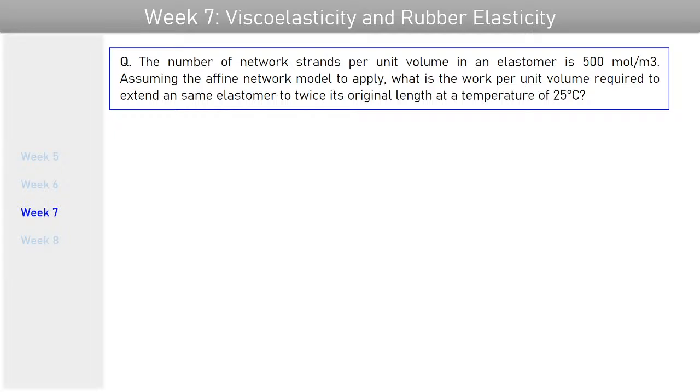So let's quickly look at one more sample problem here. This question is on rubber elasticity. We have a certain number of network strands per unit volume in an elastomer. The value is given as 500 mole per meter cube, and it's given that the affine network model applies. The question is to find out the work per unit volume that is required to stretch this elastomer to twice its original length at a given temperature, which is 25 degrees Celsius.